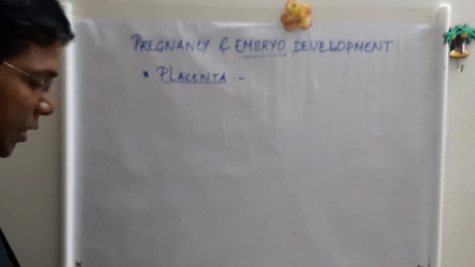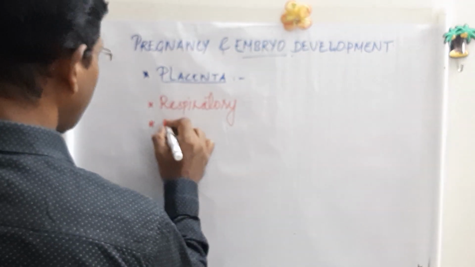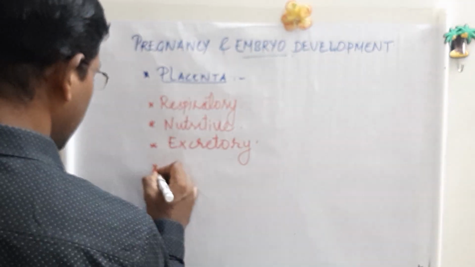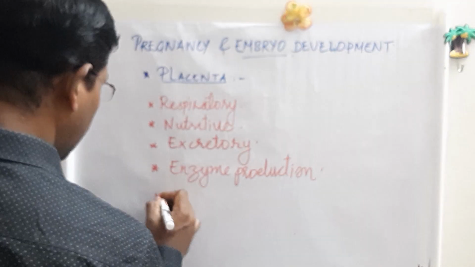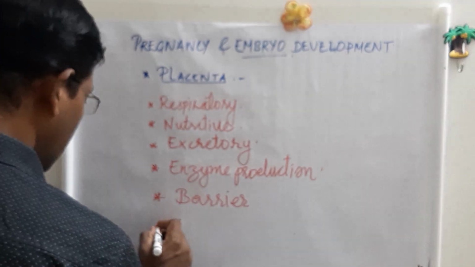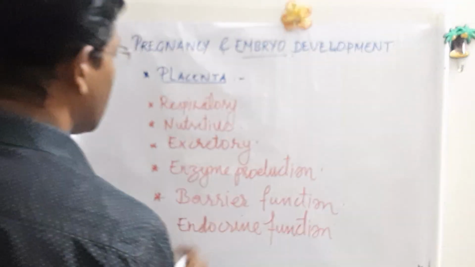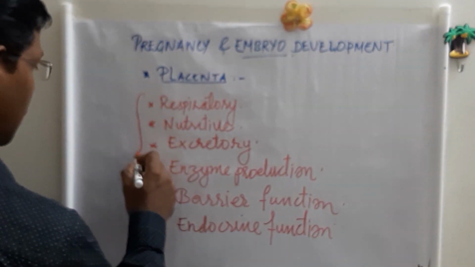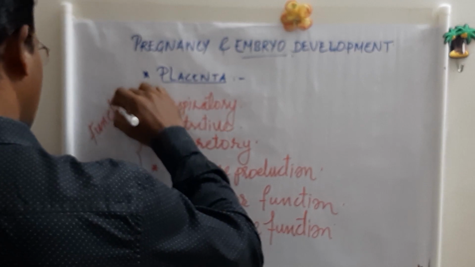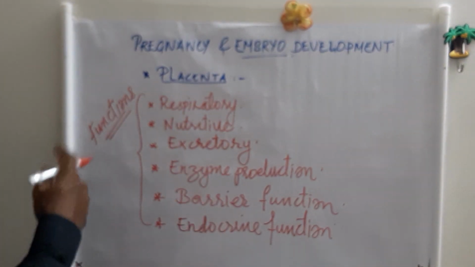The functions of placenta are respiratory, nutritive, excretory, enzyme production. It acts as a barrier, so we can say barrier function, and endocrine function. So these are the functions of the placenta.